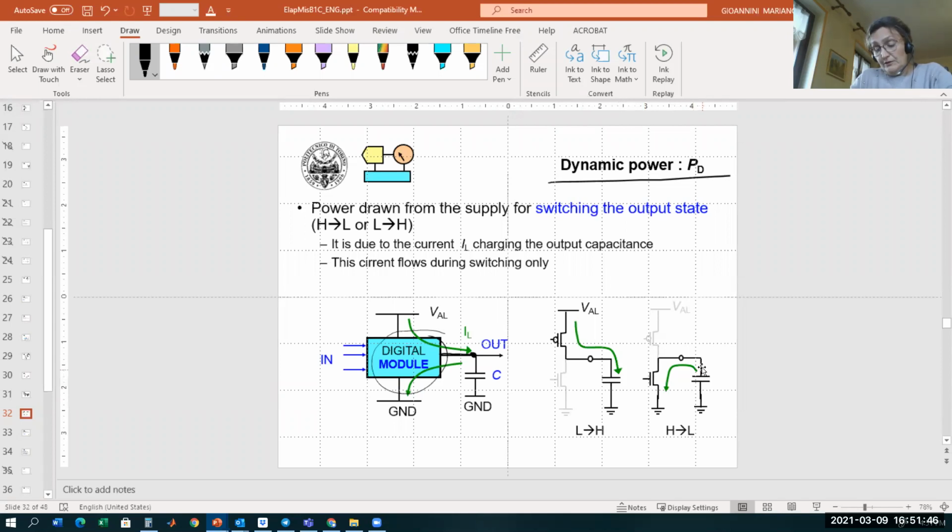During the opposite transient, so from high to low, this current that we use to charge this capacitor is returned to ground via the NMOS. So we have a power consumption during the transient, and this power dissipation is defined as a dynamic power consumption. Now we want to calculate it. So how much is this dynamic power consumption?